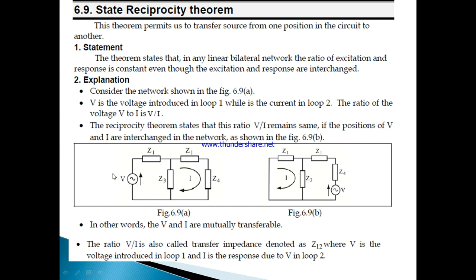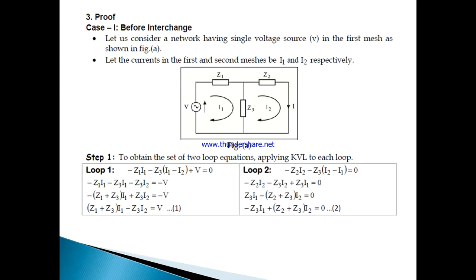So V is the voltage introduced in loop 1 and I is the response introduced due to this source voltage in loop 2. That's the meaning of this sentence, and V by I is also called the transfer impedance. So this is about the statement and the explanation. Now we will discuss it in detail with the proof.